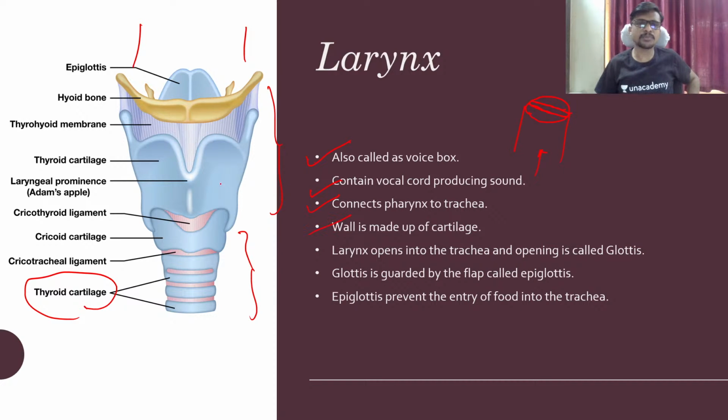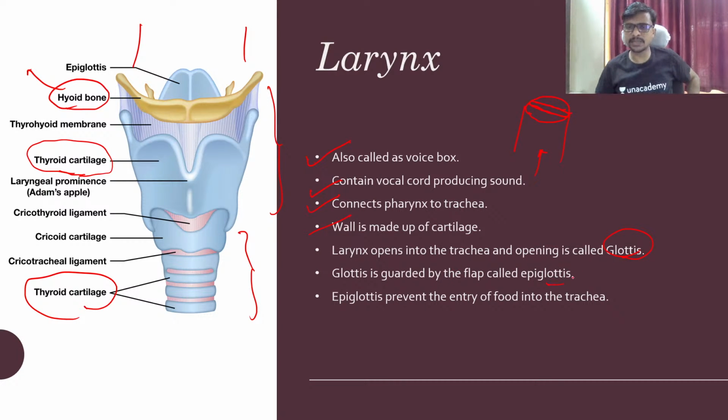सो वॉल इज मेड अप ऑफ कार्टिलेज. हे कार्टिलेज आहे, याला आपण थायरॉइड कार्टिलेज म्हणतो. ओके, याच्यावरती हायोइड बोन नावाचा प्रकार आहे. हायोइड बोन, इट इज ओनली बोन प्रेझेंट इन आवर बॉडी which is not connected to any other bone. कोणत्याच बोनला कनेक्ट नाही, फक्त कार्टिलेजने पकडलेलं असतं त्याला. हायोइड बोन आहे हा. ठीक आहे, larynx opens into the trachea and the opening is called a glottis.